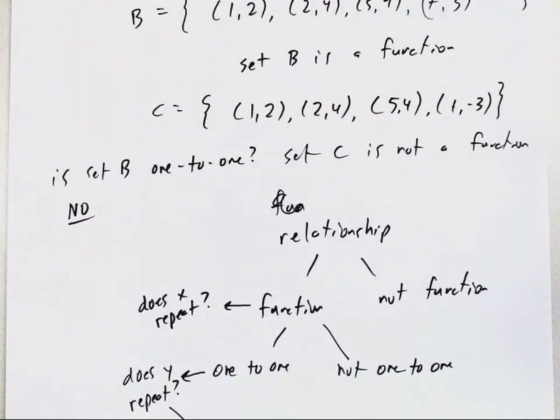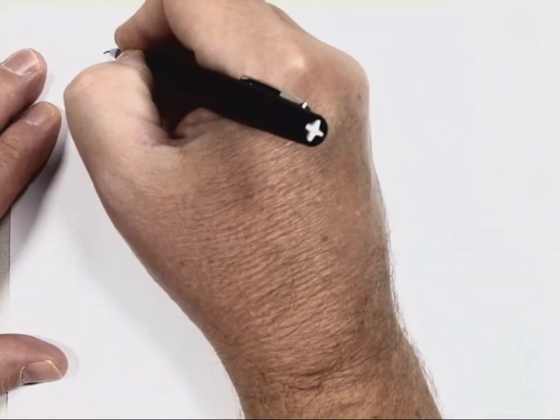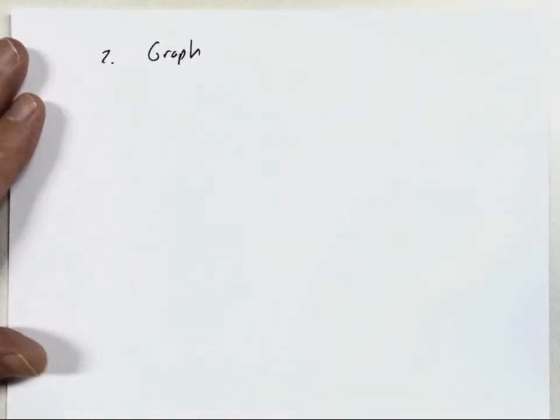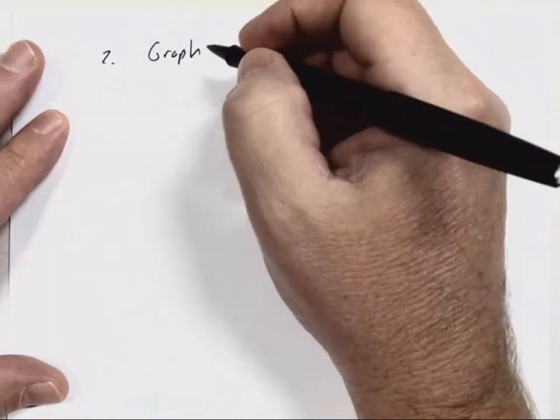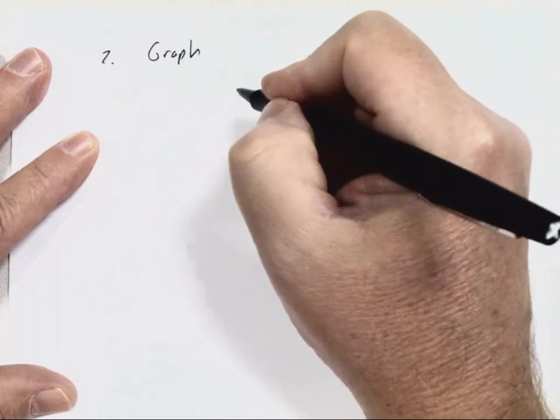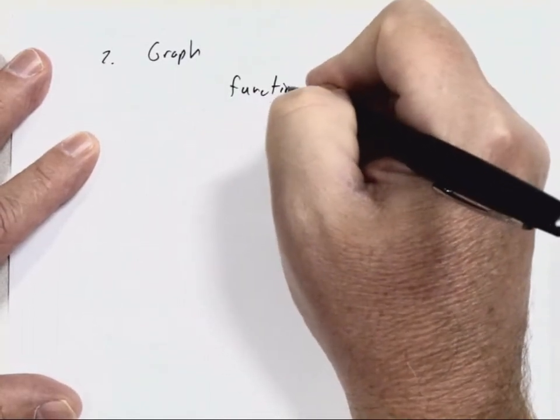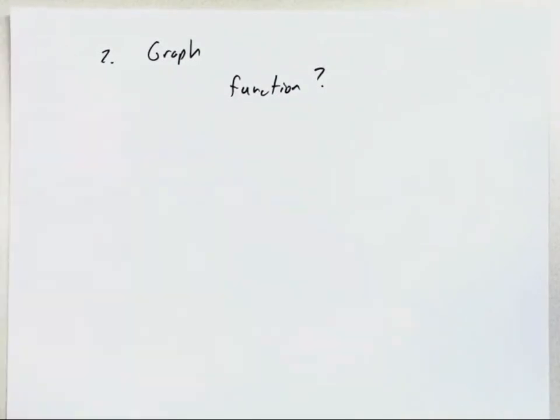All right, that's a lot of math definitions. Let's answer the same kinds of questions for equations and graphs. Let's actually do graphs second. We'll do equations last. So you're given a graph. That's your relationship. First question you ask, is it a function?